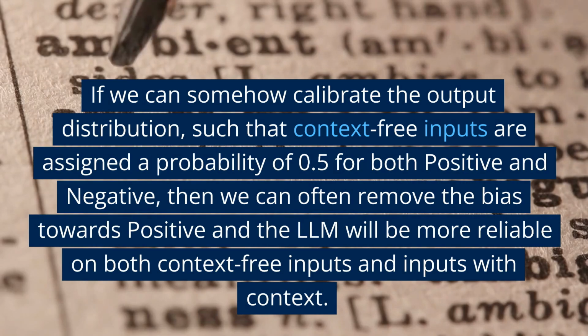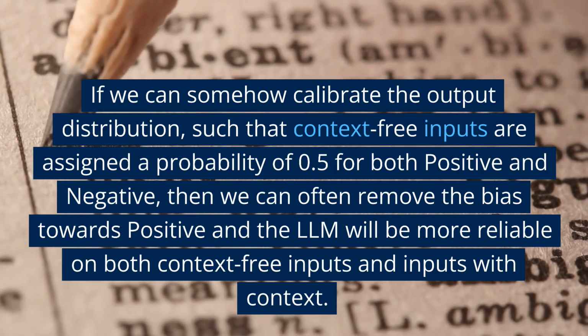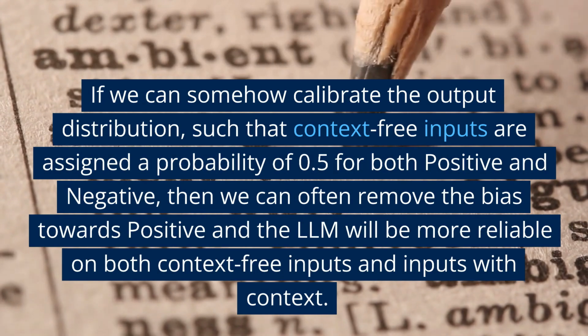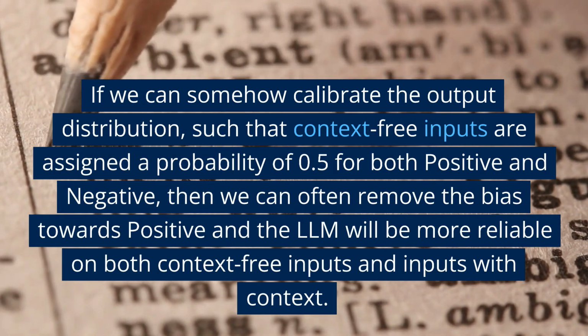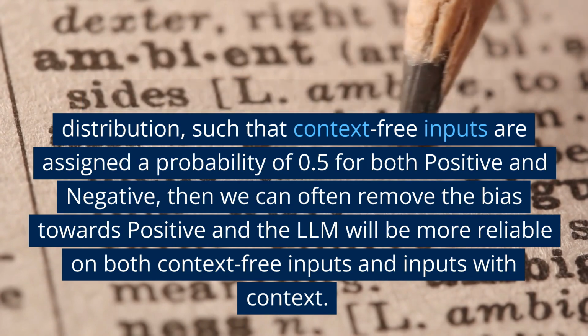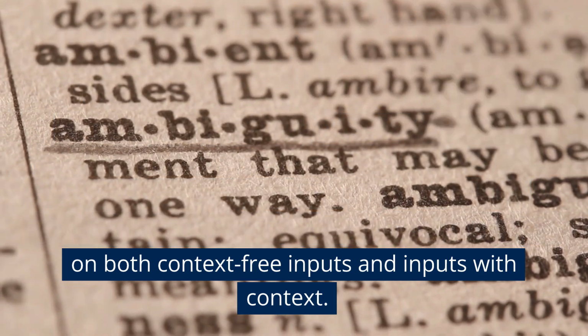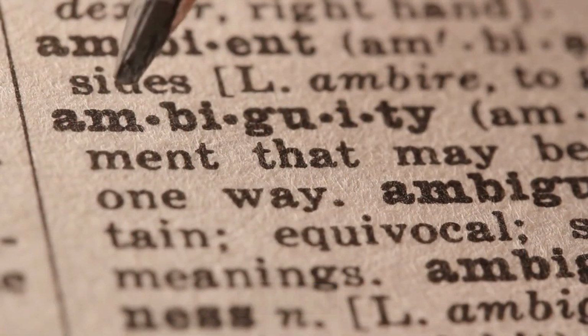If we can somehow calibrate the output distribution, such that context-free inputs are assigned a probability of 0.5 for both positive and negative, then we can often remove the bias towards positive and the LLM will be more reliable on both context-free inputs and inputs with context.